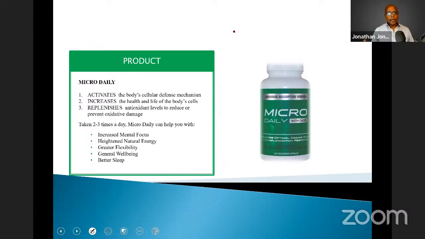So a little bit about MicroDaily. It activates the body's cell defense mechanism. It increases health and life of the body's cells. Don't minimize those words. That's powerful. If you have anything that goes into your body that increases the health and the life of your cells, that's a big deal. Then number 3 is it replenishes antioxidant levels to reduce or prevent oxidative damage.